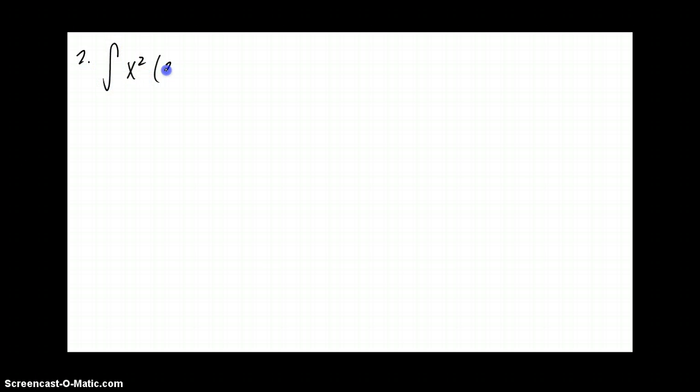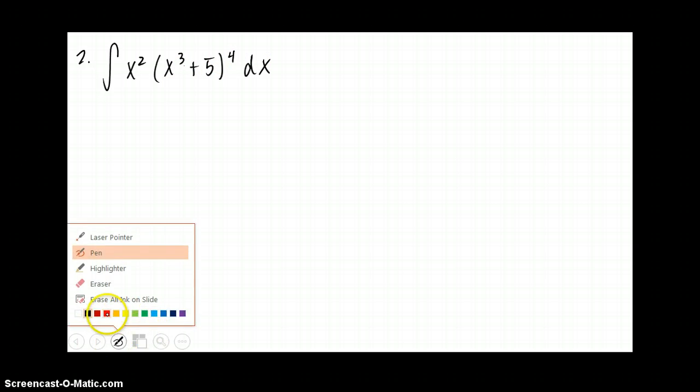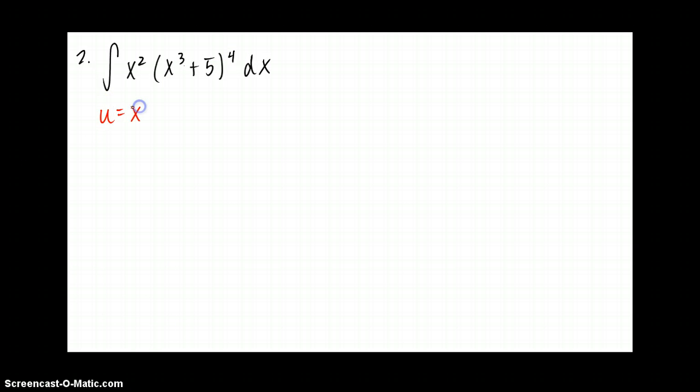X squared times x cubed plus 5 to the 4th power dx. Alright, so my inside function, I have this expression raised to the 4th power, so that'll be our u. And now the derivative of this is 3x squared, and I'll just put the dx on the right hand side with it.